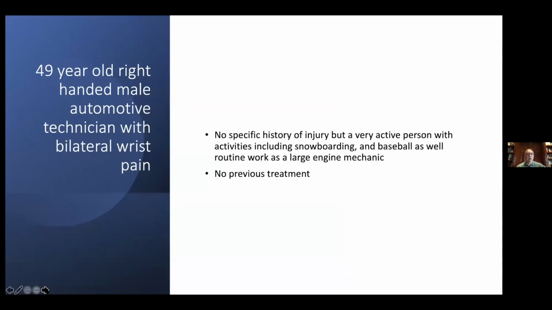Okay, next case: a 49-year-old right-handed male automotive technician with bilateral wrist pain. In this case, he had no specific history of trauma, but was very active. He probably had injured his wrist many times, snowboarding, playing baseball, and he also worked as a large engine mechanic. No previous treatment.